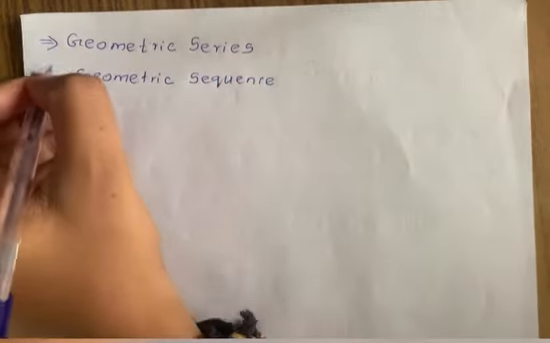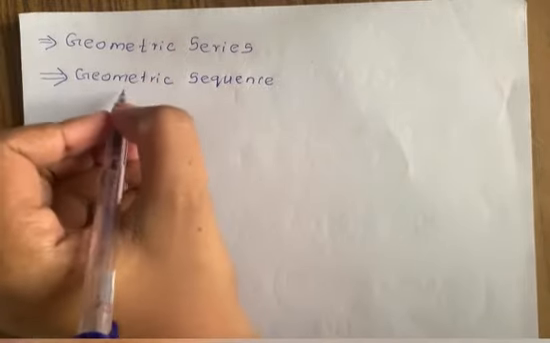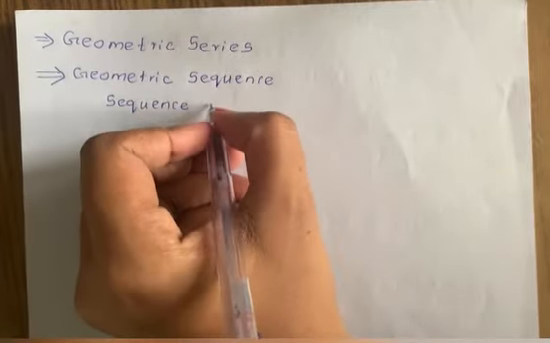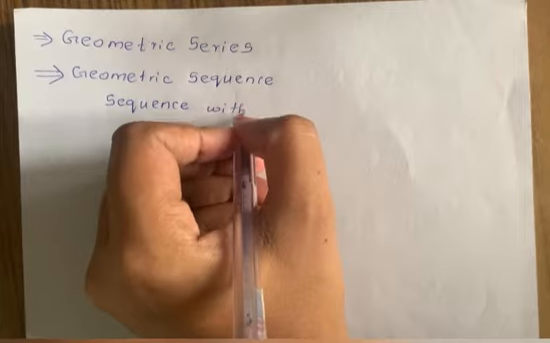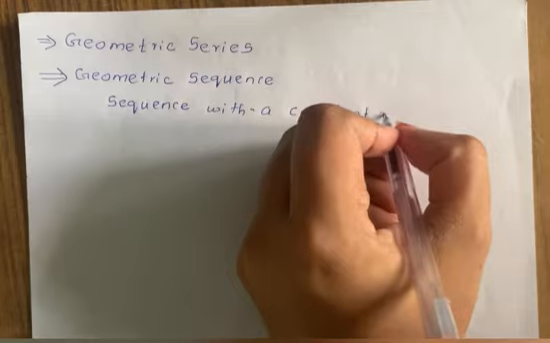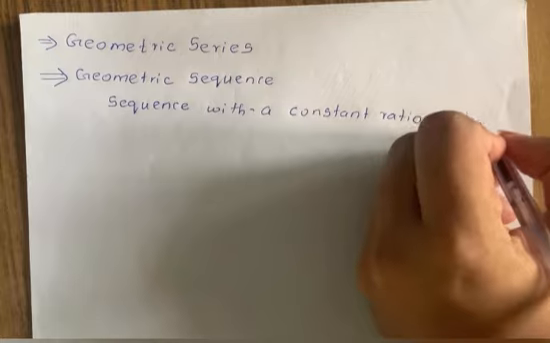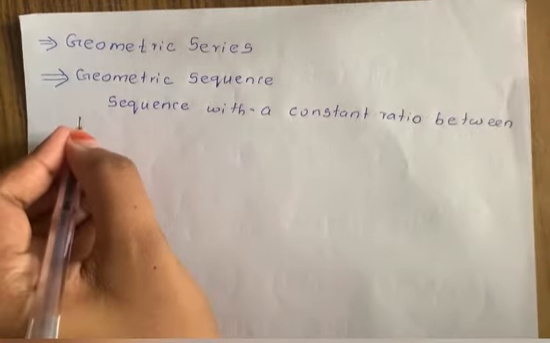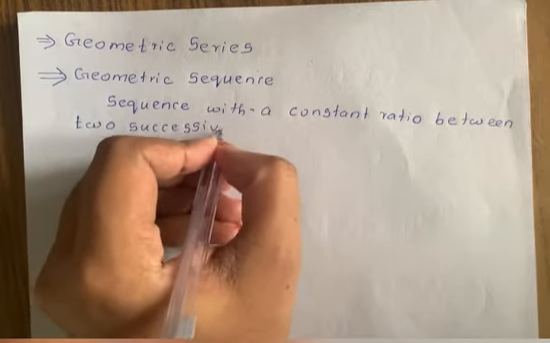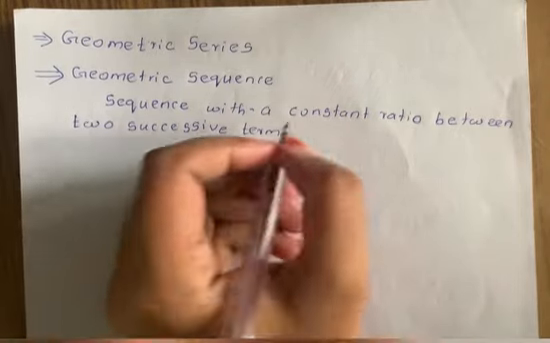The arithmetic sequence has a common difference, but the geometric sequence is a sequence with a constant ratio between two consecutive terms. So that is called a geometric sequence.